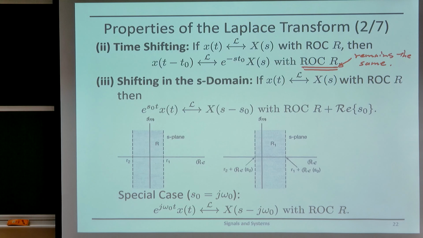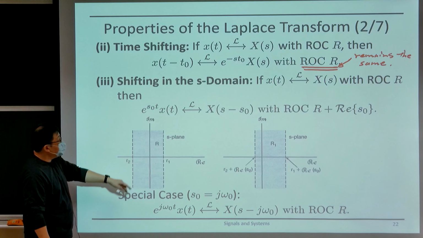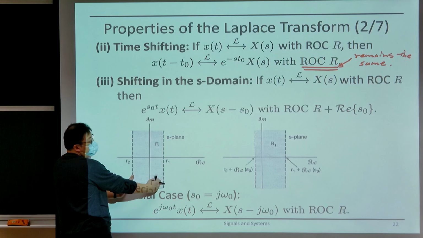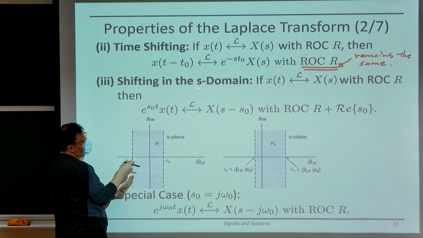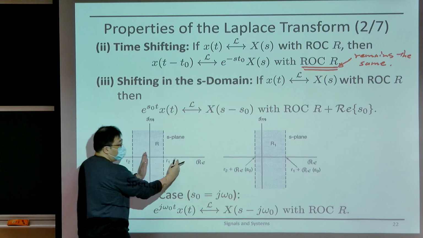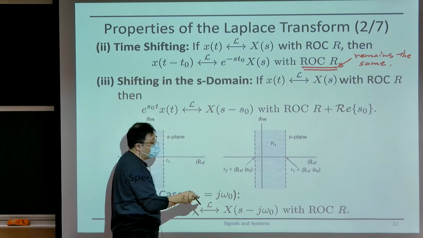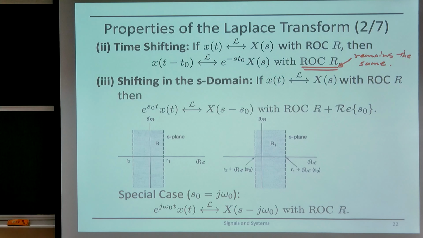So if you look at it on the S plane, then originally, if this is the region of convergence R, then this S domain shift will shift it by the real part of S naught. Now, if your S naught just so happens to be a pure imaginary value, then there is no shift. The ROC is still the same.